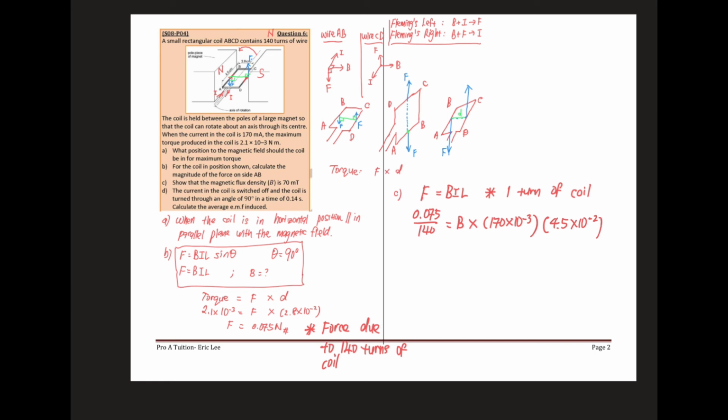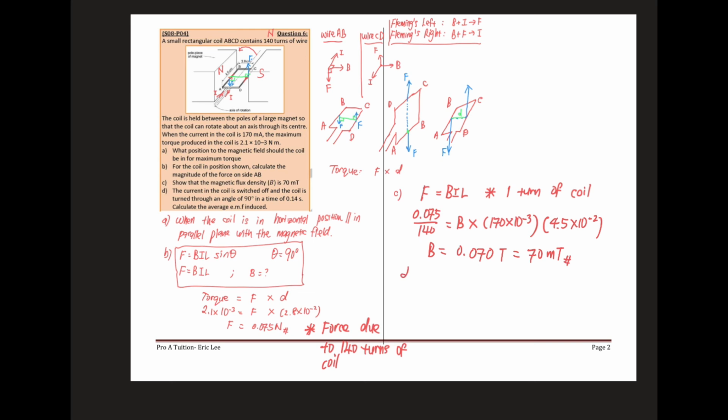Then after that you count the B, bring all the values to the other side and divide. Then you will get B equal to 0.070 Tesla, which is 70 millitesla. So we managed to show it.